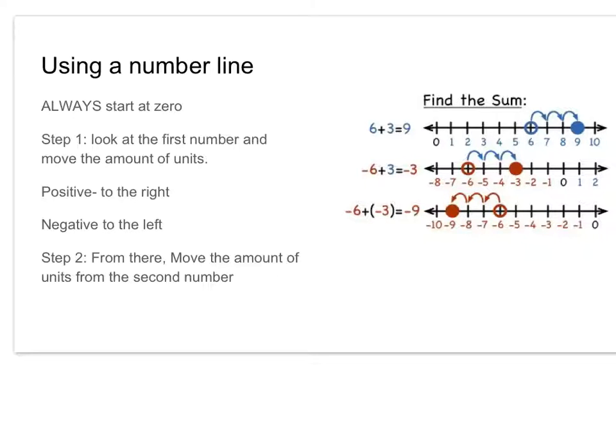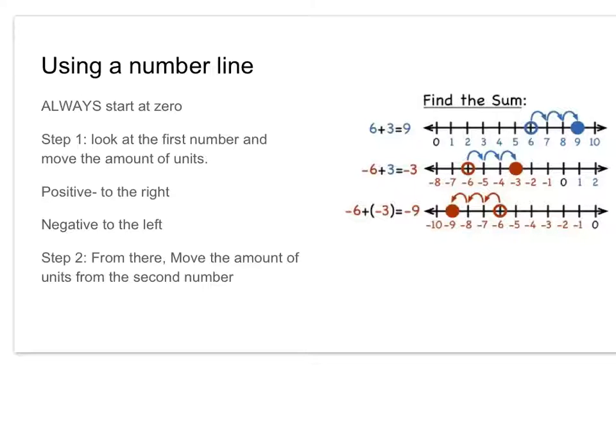The second example, it says -6 plus 3. So they started at 0, and they came over here to -6. Now it wants us to add 3. So adding means to the right, and it's also positive, so you're moving to the right, or increasing. So they're going 1, 2, 3. Gives us a -3.